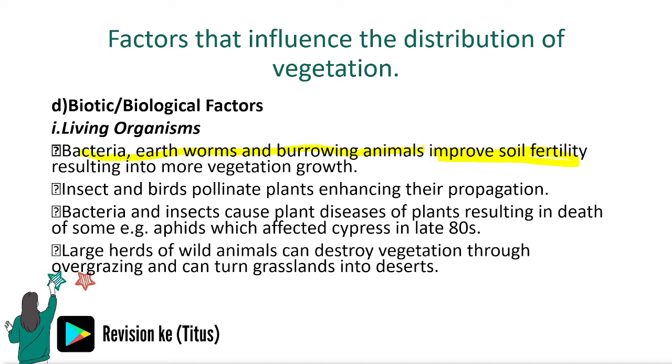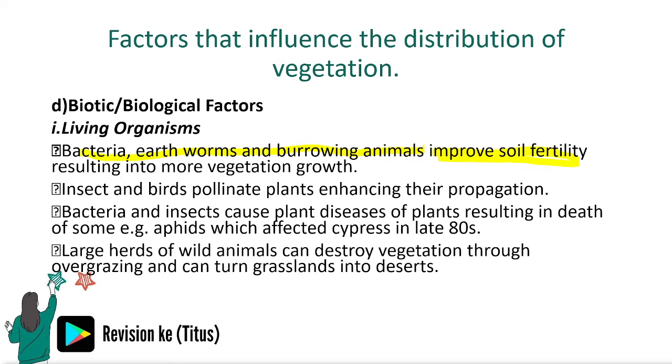We have also some bacteria, while they improve soil fertility, some of them cause plant disease, which results in death in plants. And finally, large herds of wild animals can destroy vegetation through overgrazing and can turn grasslands into deserts.